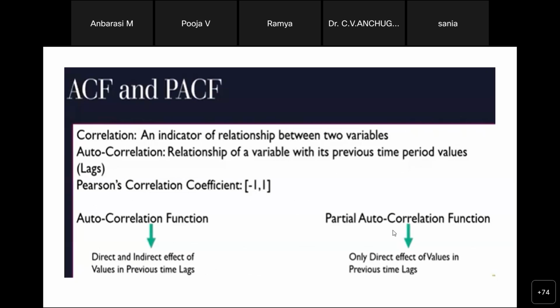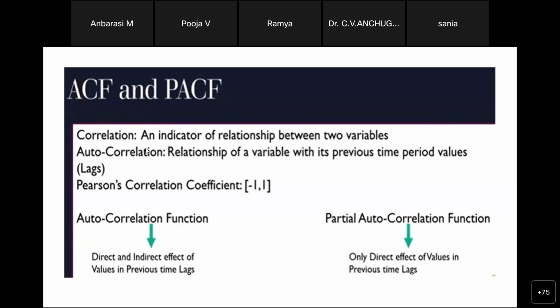We also have the partial autocorrelation function. This will be used for autoregression. As I just told you, correlation is generally used to identify how closely two variables are related to each other. For that purpose only we go for this correlation.